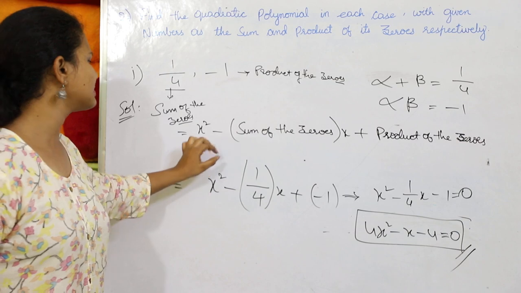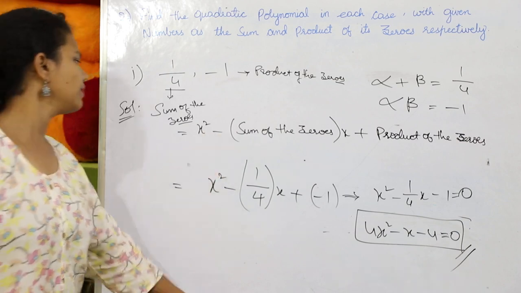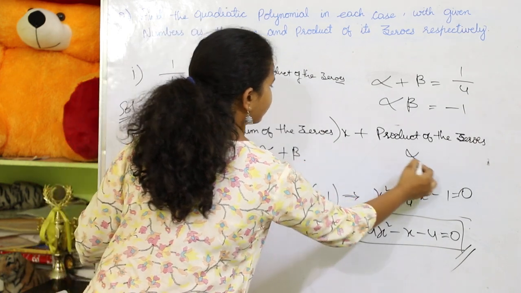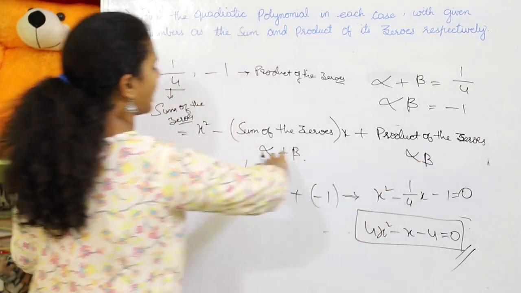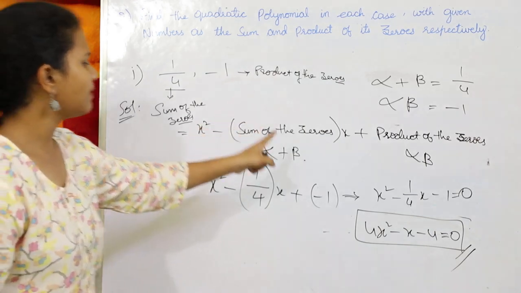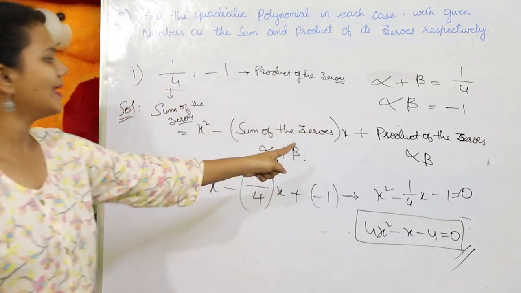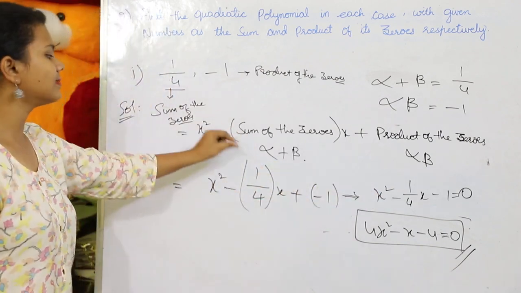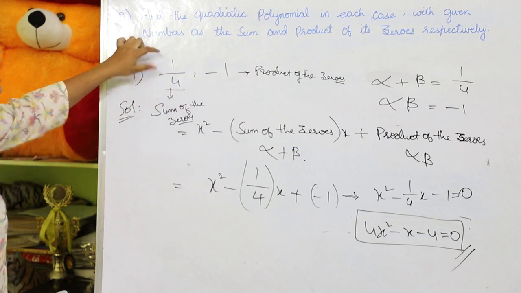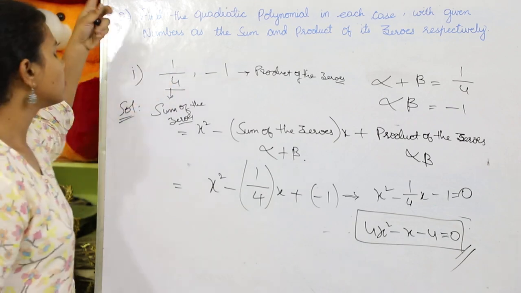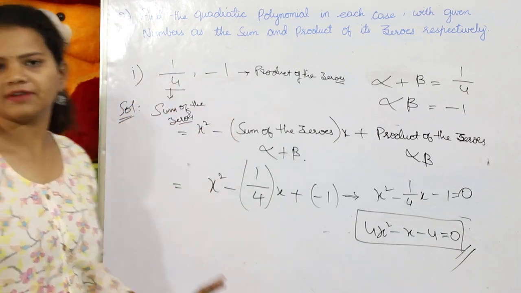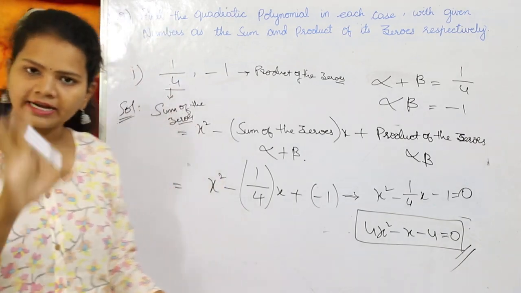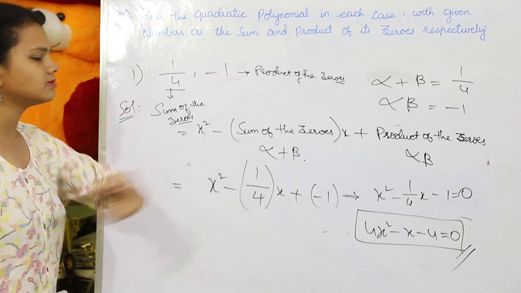You must definitely remember this formula. Or instead of sum of the zeros, you can also write alpha plus beta and alpha into beta like that. You can also remember it as x square minus alpha plus beta into x plus alpha into beta. You either remember it like that or this, but you must definitely remember the formula. By remembering the formula, you substitute the given values over here, then you will definitely get the answer. So the main thing is to remember the formula.